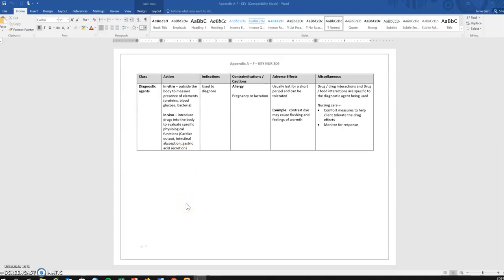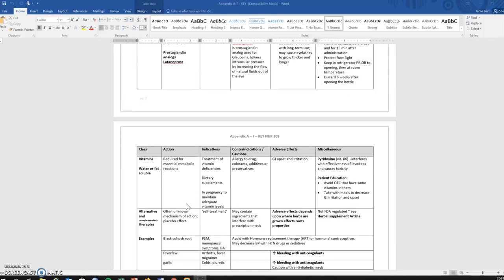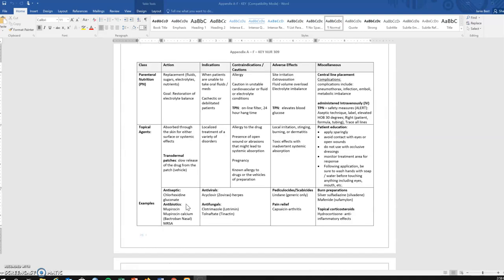So this short introduction to Appendices A through F, if you learn the particular drugs under the topical agents and you learn the information on the chart and review how to administer the medications in the nursing consideration section, you will have what you need for this section.